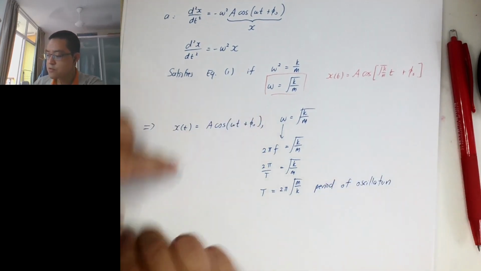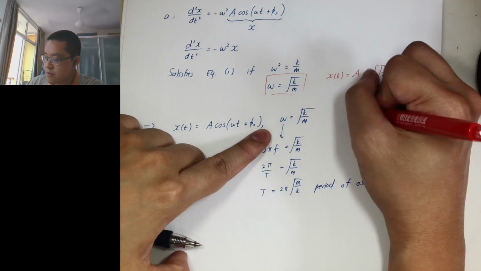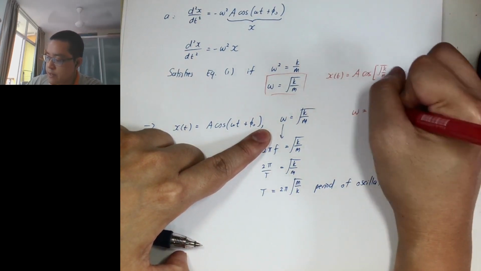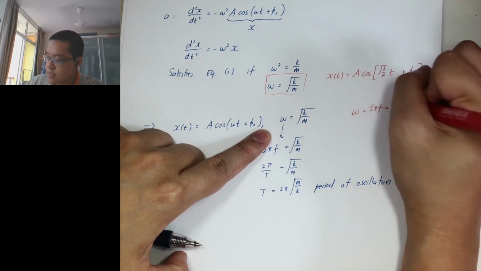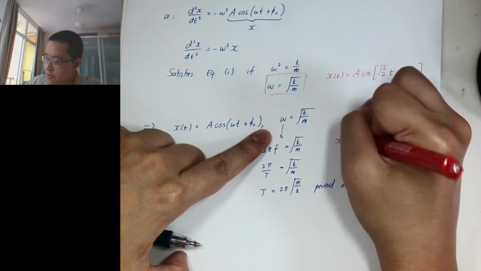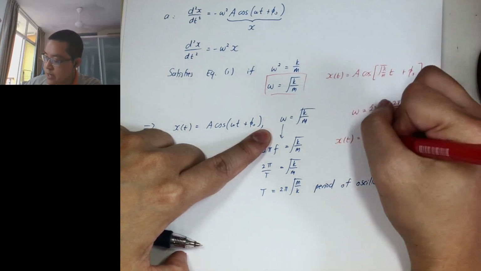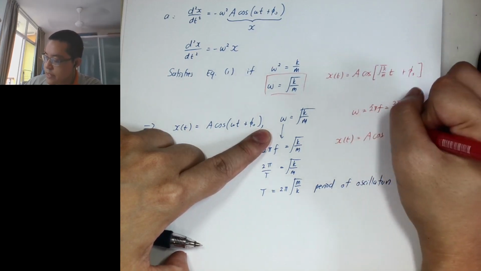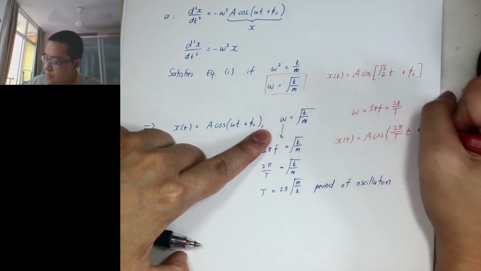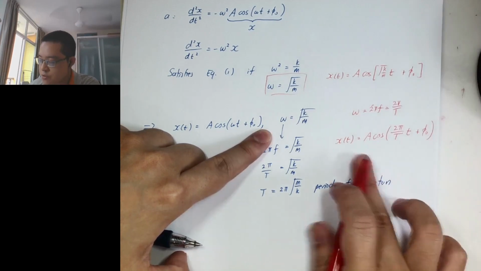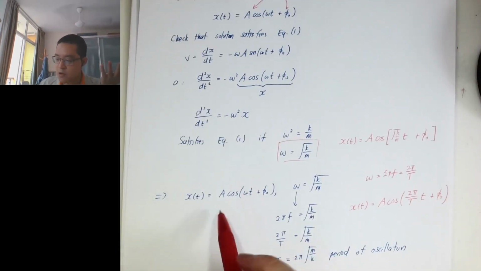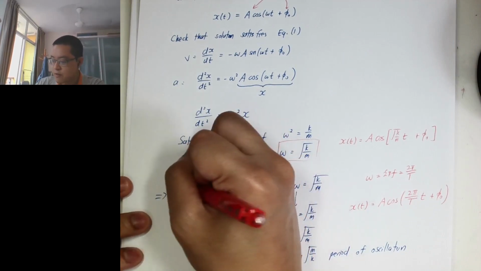Just to remind you, because of all this relation, omega is 2 pi f, and therefore omega is 2 pi over T. So there's another way you can write this: my x of t is A cos(2 pi over the period T times t, plus phi 0). I'm just showing you various ways to write this function, but at the end of the day it's always this function over and over again.